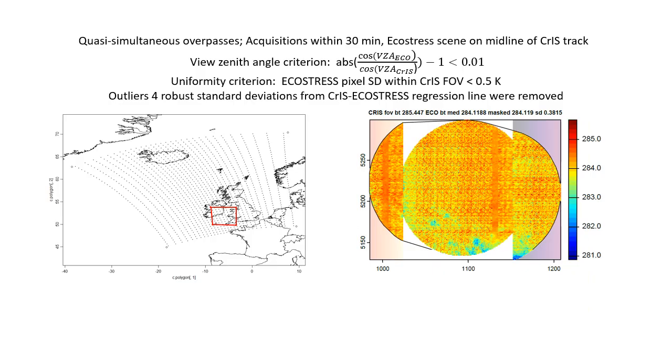So we used quasi-simultaneous overpasses, acquisitions within 30 minutes. ECOSTRESS scenes were in the middle of the CrIS track. So here's the CrIS track. These are the fields of view. And here's an ECOSTRESS scene that's in the middle of the CrIS track. And here's an example field of view that was used. It has a low standard deviation among the retrieved brightness temperatures within the field of view. There are about 30,000 ECOSTRESS pixels in here with a standard deviation of 0.38 Kelvin.